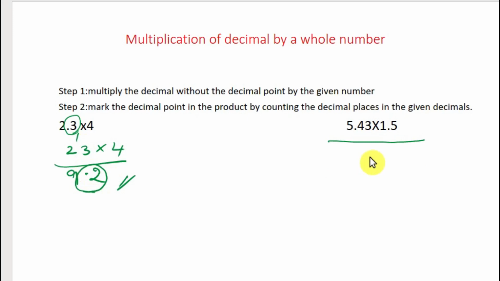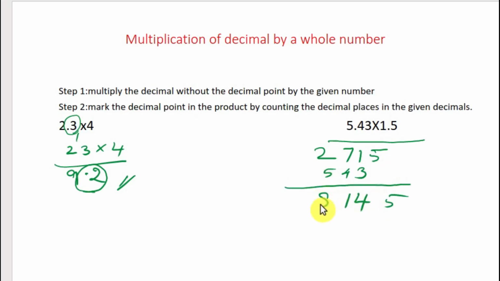Here, 5172, 543, so 5418. So here how many decimal places? 2. Here 1 decimal place. So we have to count 2 plus 1, 3 decimal places. So 8.145. Simply we have to write.